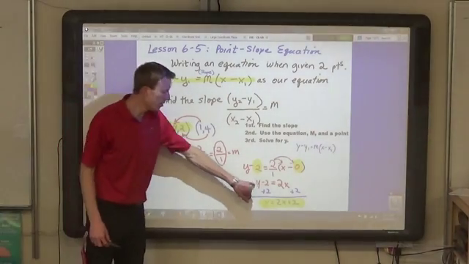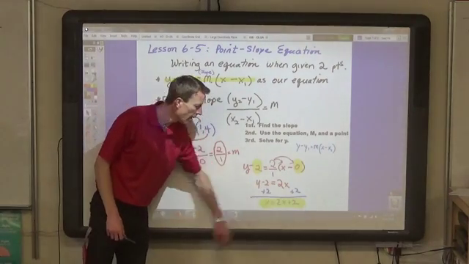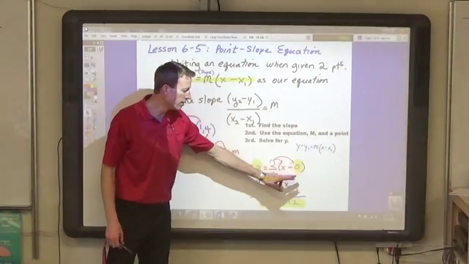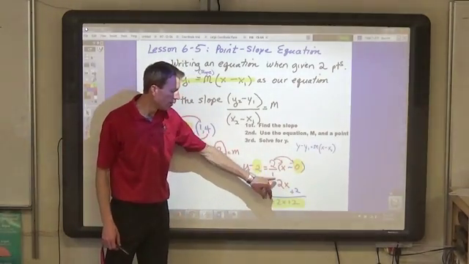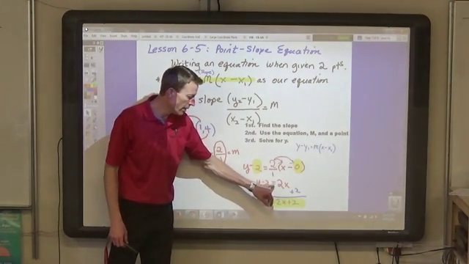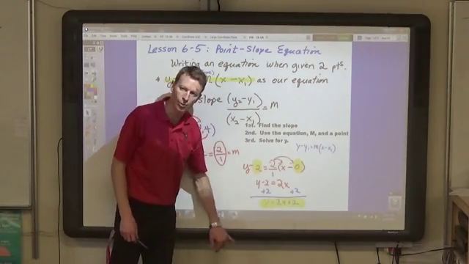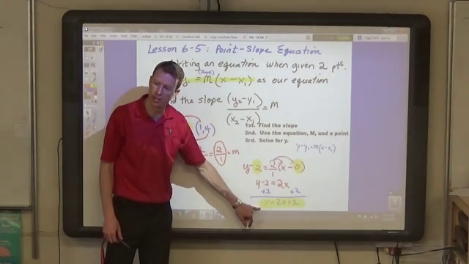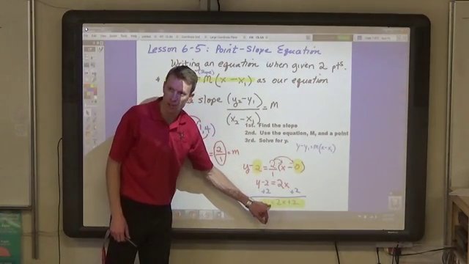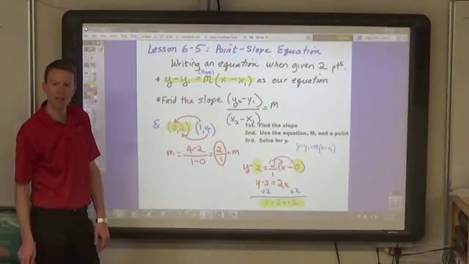To solve it for y, you get rid of the numerical term, so you add 2 to both sides. And since x minus 0 is just x, we have y minus 2 equals 2x. Add 2, so y equals 2x plus 2, and we can graph this, can't we? Using the slope and the y-intercept. Mark 2 on the y, and then go up 2 and over 1. Okay?